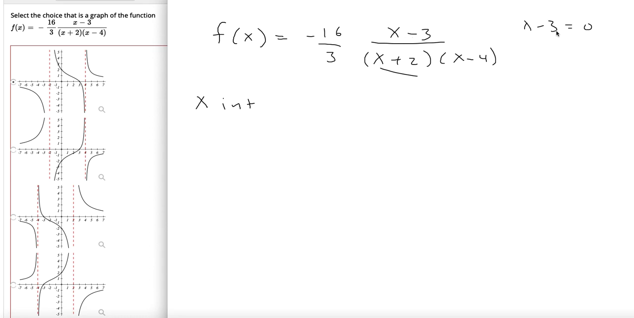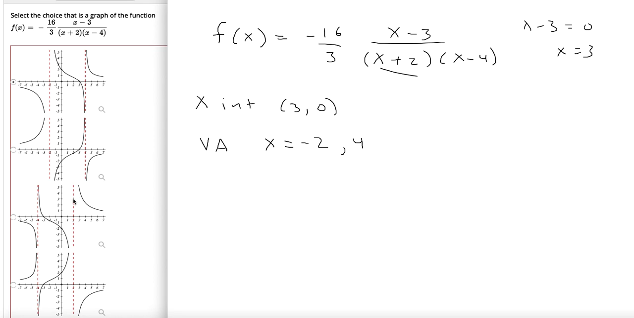And you bring that over, x equals 3. And so that gives me an x-intercept at (3, 0). I'm going to have vertical asymptotes at these zeros. So vertical asymptotes at x equals negative 2 for that one, and then x equals 4 for that one.